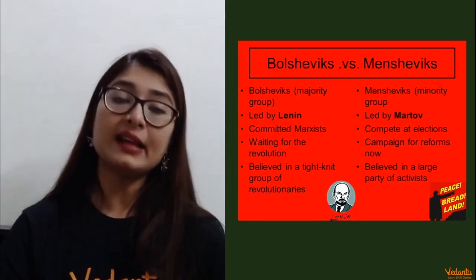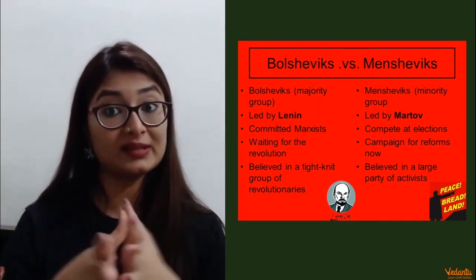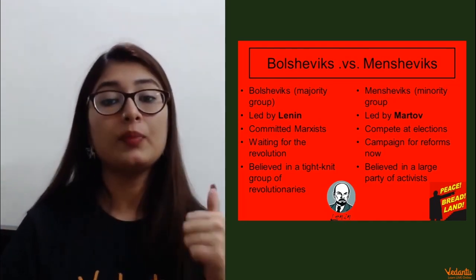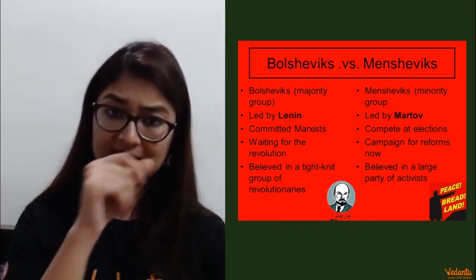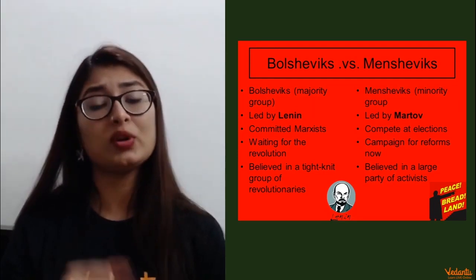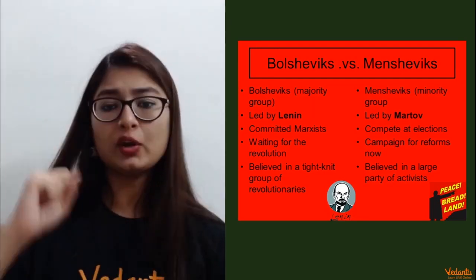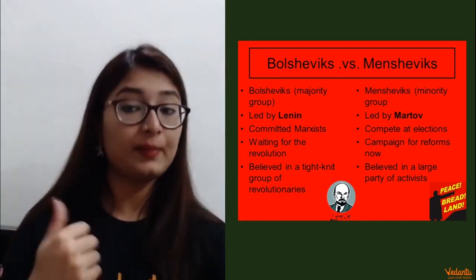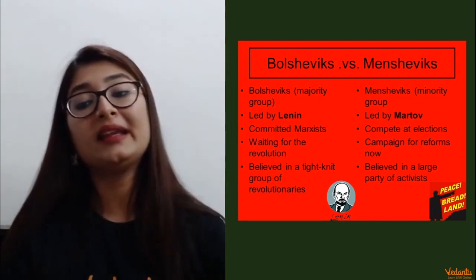Okay. So guys, as I told you, after Vladimir Lenin, the whole group, the party, was divided into two. One was called Bolsheviks, the other one was called Mensheviks. Now, what was the difference between the two? So, as I told you, Bolsheviks were more of the majority group. Mensheviks were more of a minority group. Bolsheviks were led by Lenin. Minority was led by Martov.